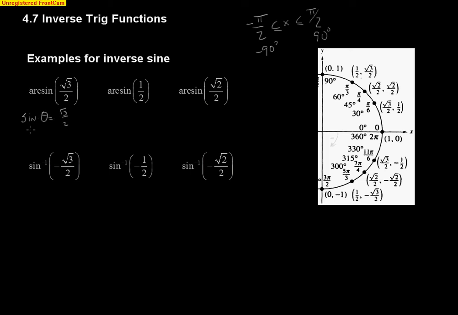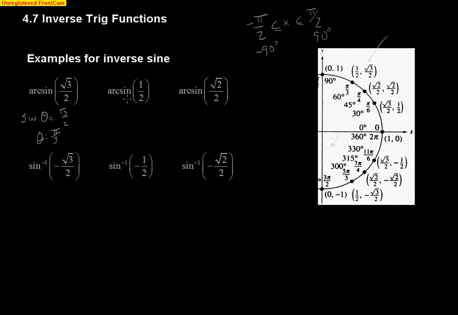Well, knowing that the sine goes with the y value, I look over here on my unit circle. I find the y value with a positive radical 3 over 2. And that winds up being right here, radical 3 over 2, right there is pi over 3. So I know that theta has got to be pi over 3.